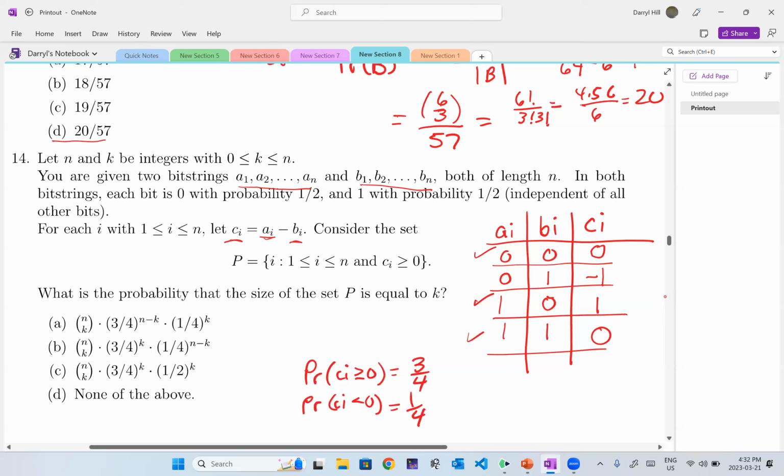This is a little bit nasty. If you practice questions like this, then it becomes easier, but all right. Questions so far?